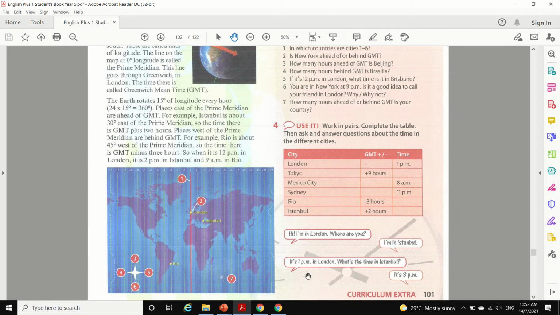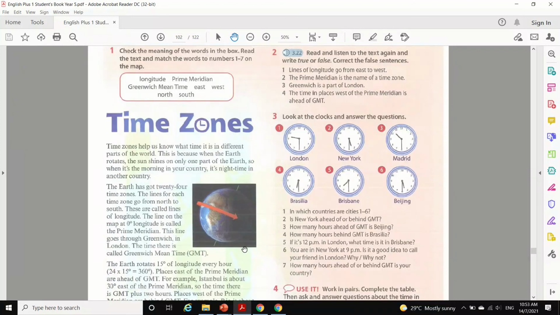After this, when you go to secondary school, if I'm not wrong, in geography, okay, geography, you will learn about this. In your geography class, when you go to secondary school, you will learn about this, if I remember correctly.